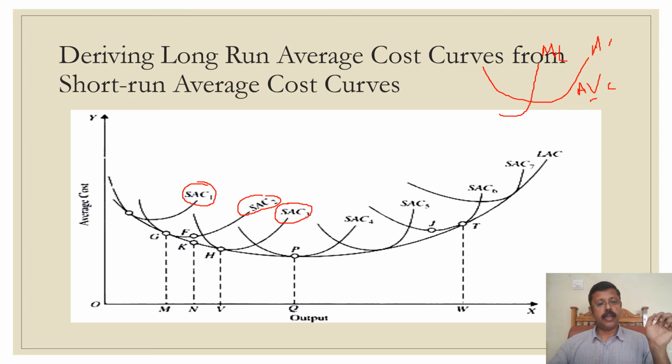When you join the lowest points of all these short-term average cost curves, you will get a big umbrella-like cost curve, that is called the long run average cost curve. The long run average cost curve is a combination of different short-term average cost curves. You can understand this concept a little better in the video on the next slide.